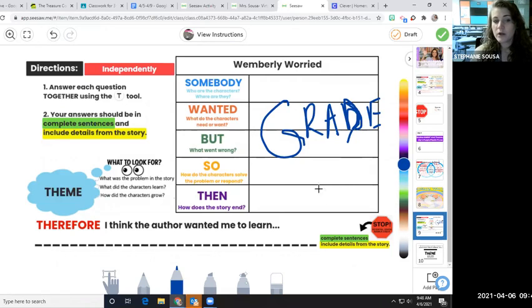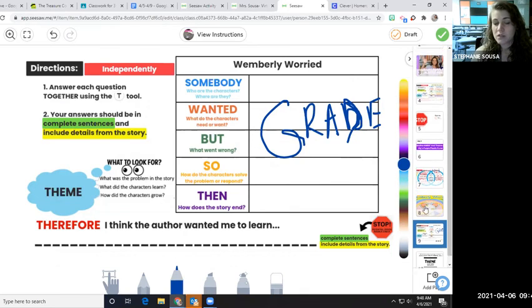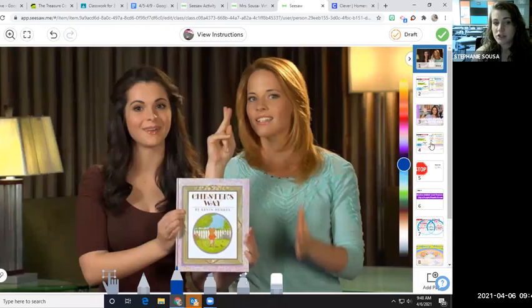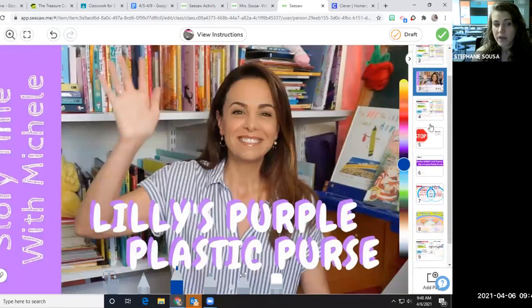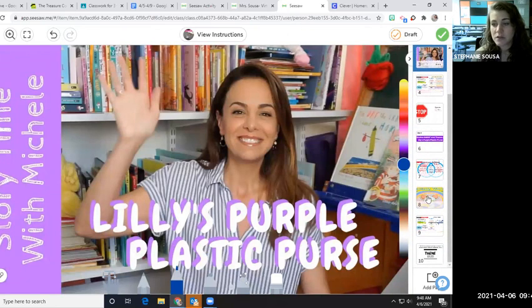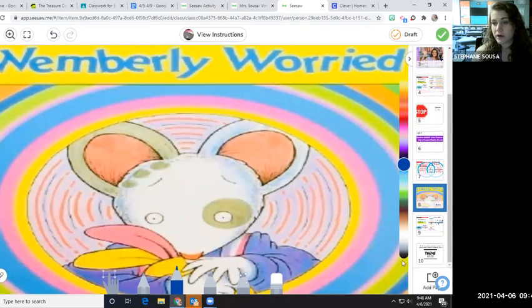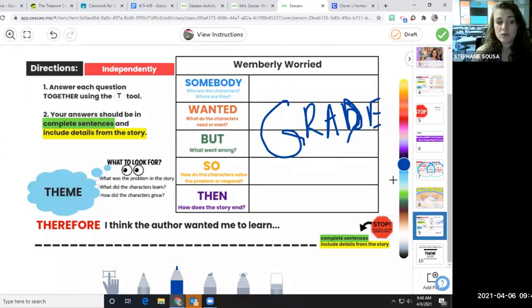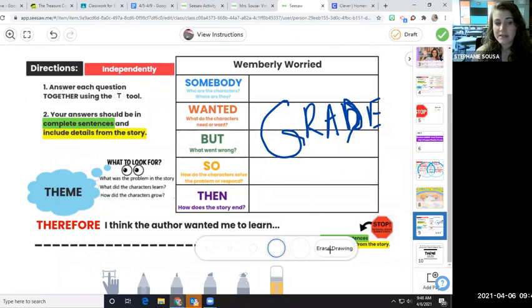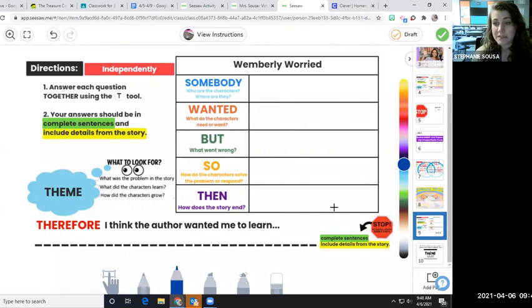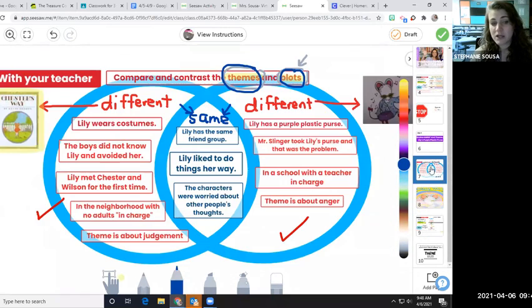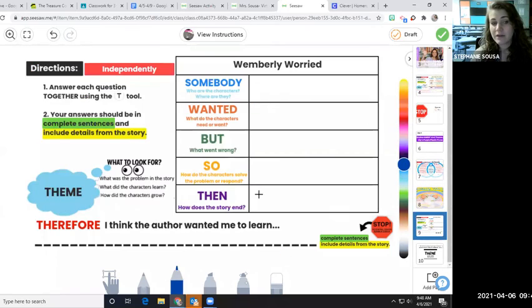Tomorrow, we are going to work on comparing all three texts. So tomorrow, we're going to talk about Chester's Way. We're going to compare it with Lily's Purple Plastic Purse. We're going to compare it with Wemberly Worried. So you're going to use this work that you have today to help you with tomorrow's assignment, okay? Tomorrow's going to be very difficult if you don't have the information that we did together and the information that I'm asking you to do now, okay?